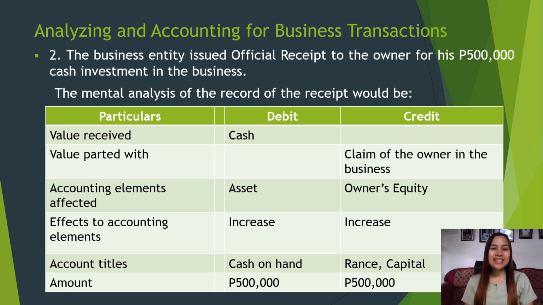The business entity issued an official receipt to the owner for his 500,000 cash investment in the business. The mental analysis of the record of the receipt would be: the value received is cash, of course, and the value parted with is the claim of the owner in the business. Remember that the business entity's issuance of official receipts to the owner of the business is an application of the accounting concepts of separate entity and objectivity.